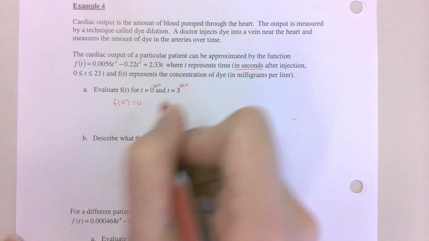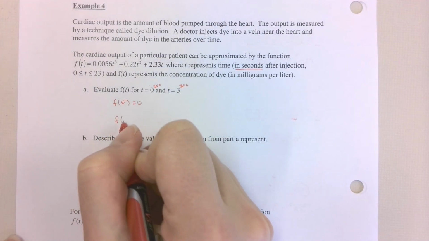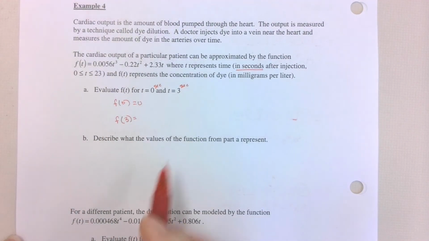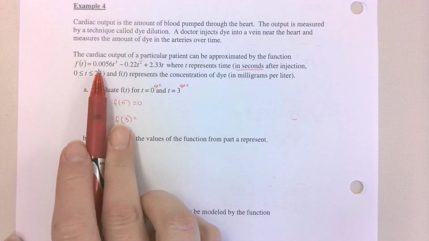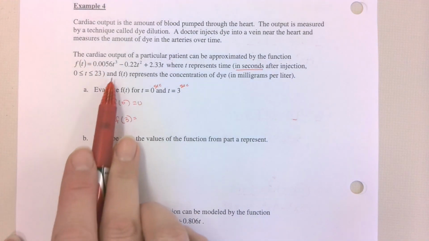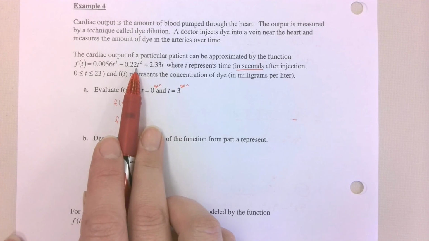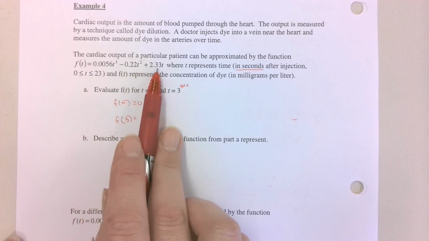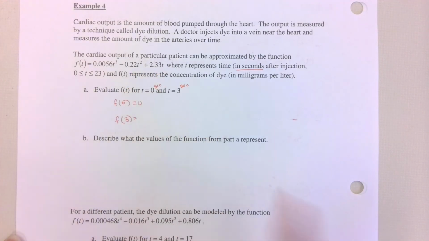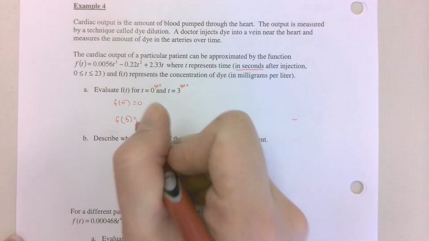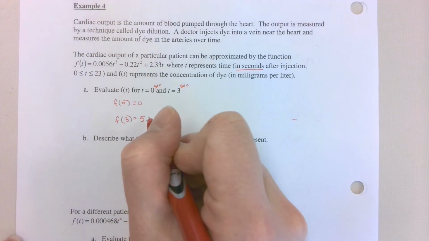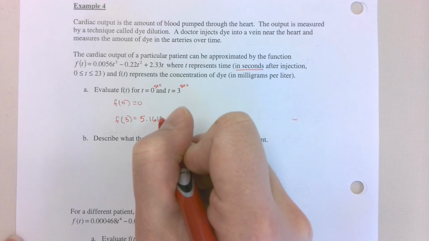Then I come back and find out what happens to this dye in 3 seconds. I would take my calculator and type in my number times 3 to the 3rd minus this times 3 to the 2nd plus this times 3. Once I put that input into my calculator, I get 5.1612.